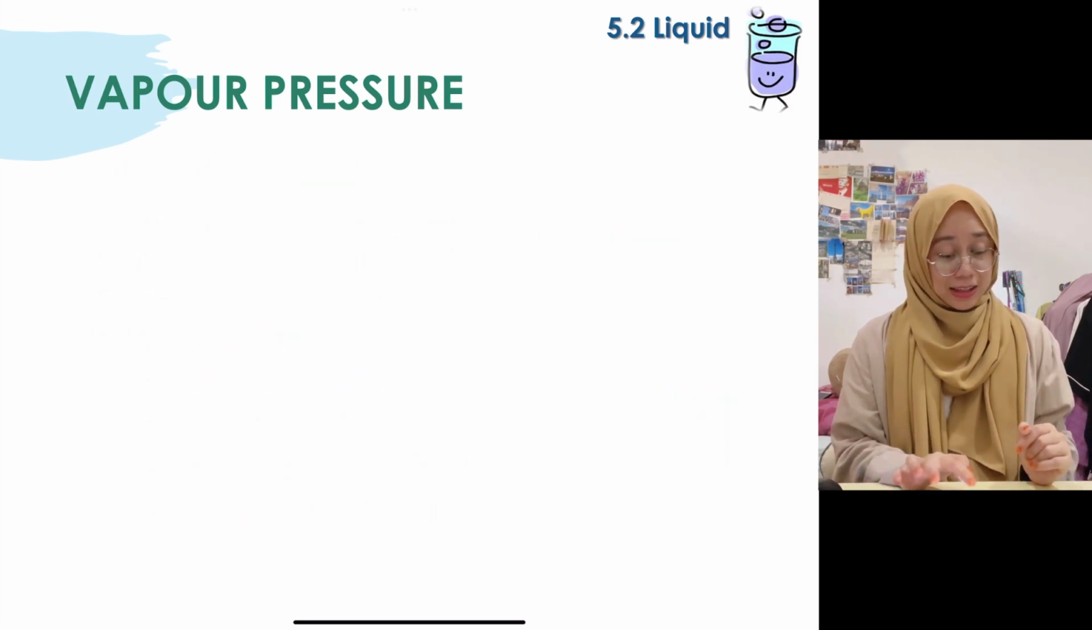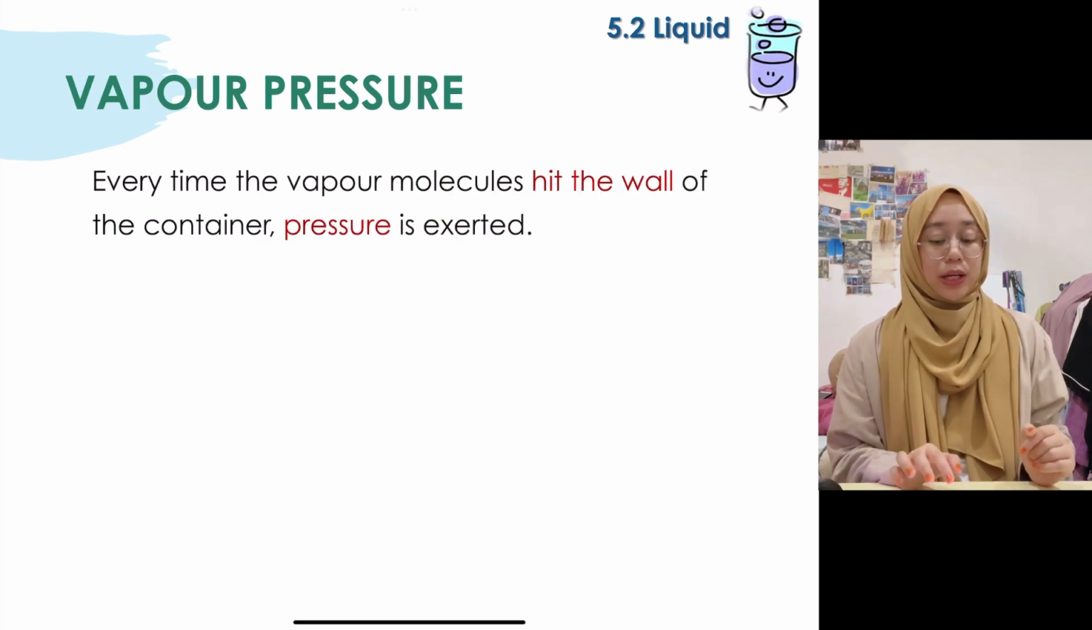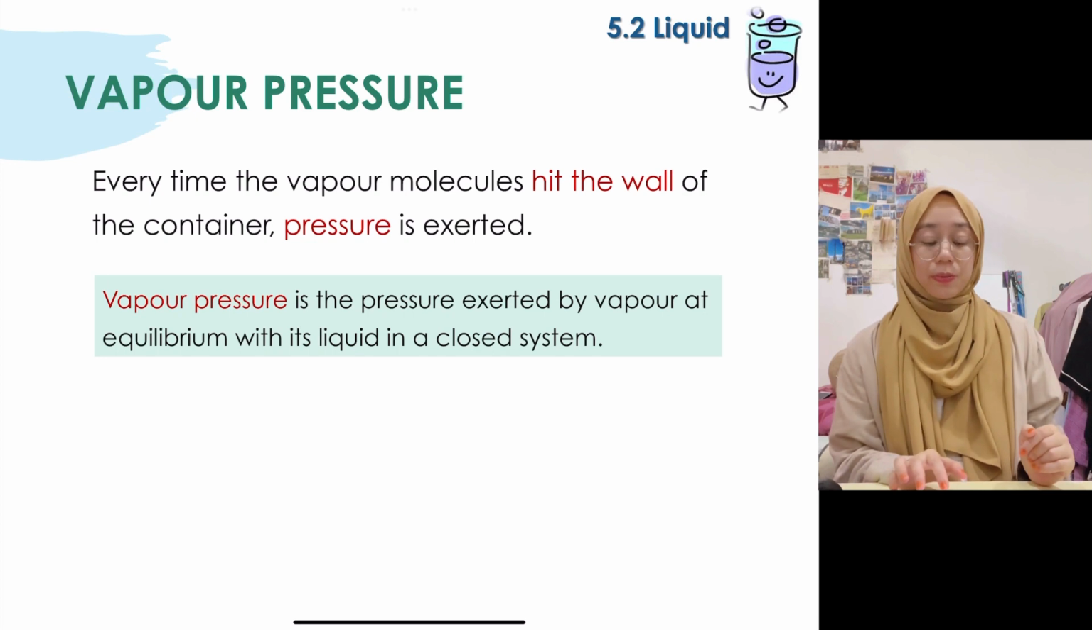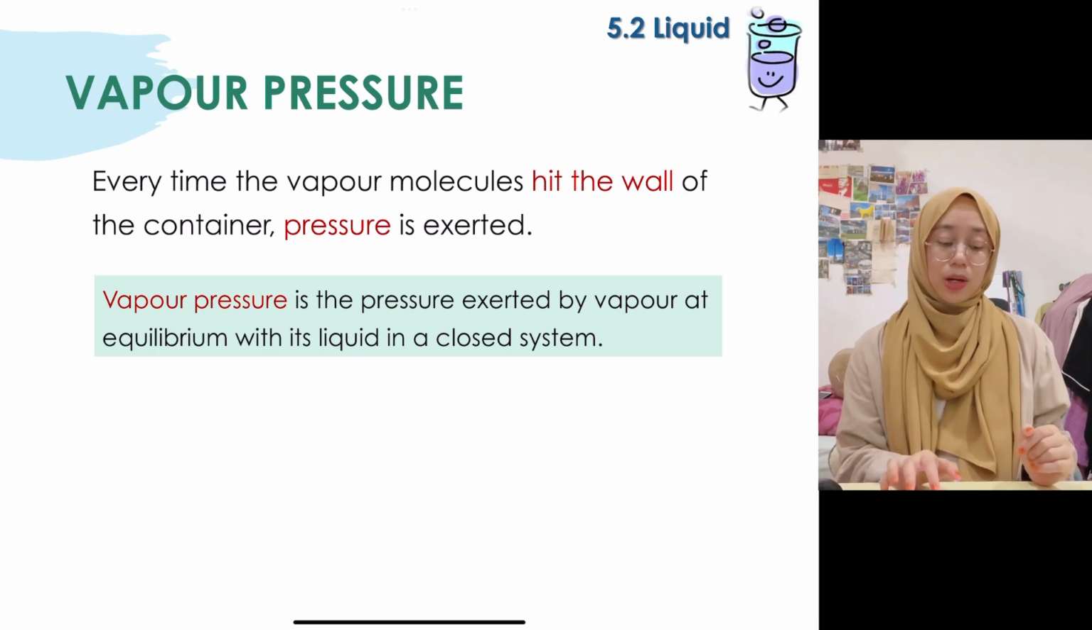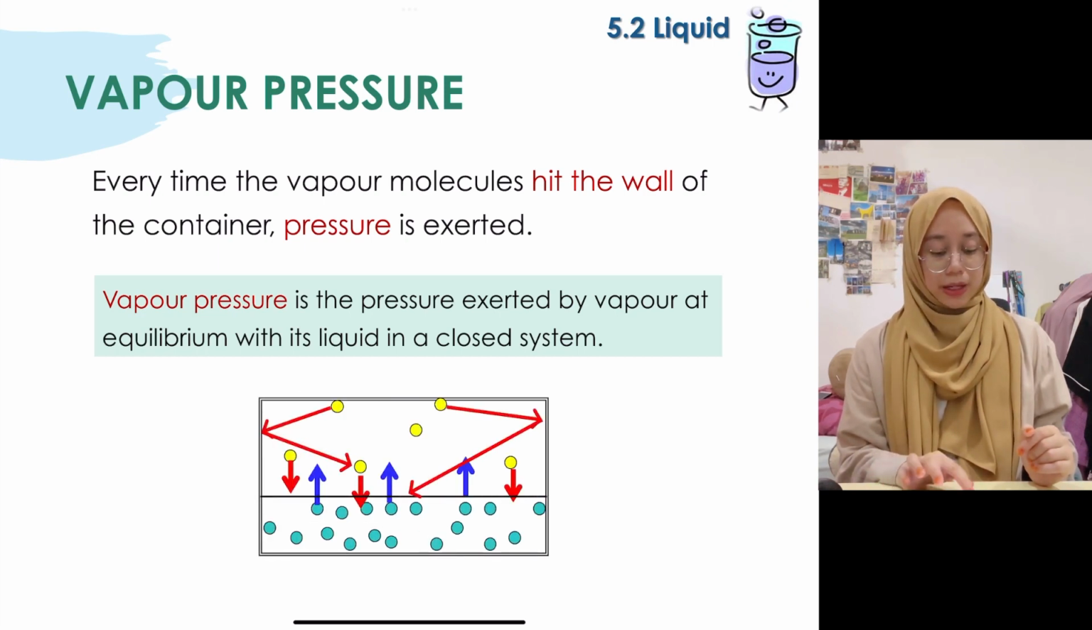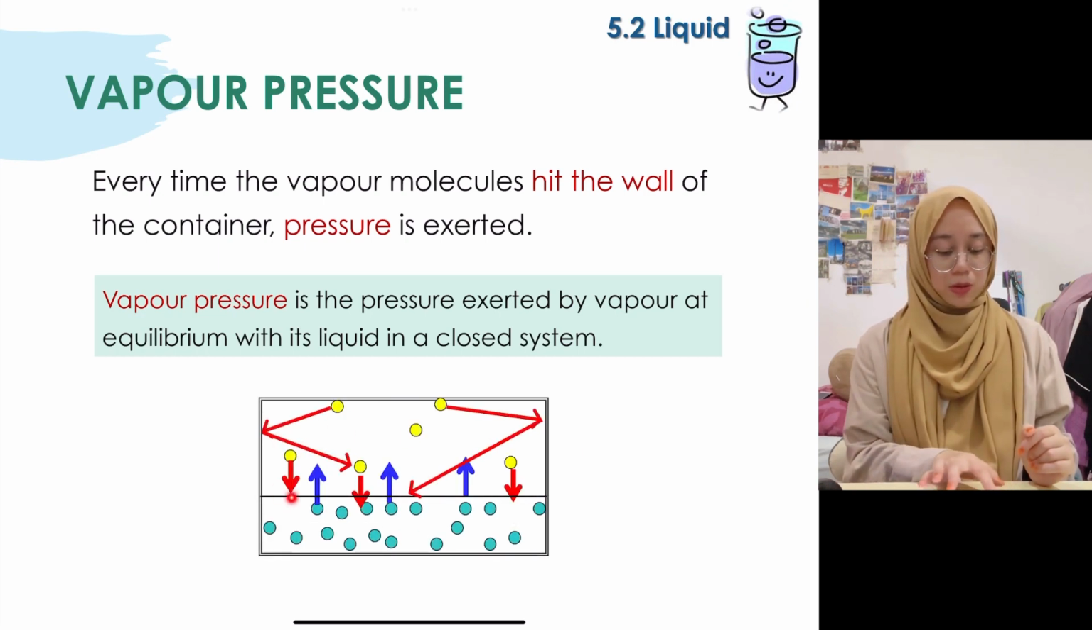Okay. So every time the vapor molecule hit the wall of the container, so pressure is exerted. So the vapor pressure is the pressure exerted by the vapor at equilibrium with its liquid in a closed system. So kita akan tengok untuk closed system sahaja. So kat sini, so as you can see dalam closed system ni, so they move around in a straight line. So they collide with one another.